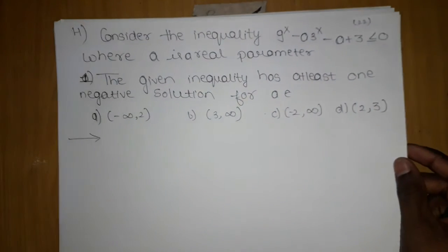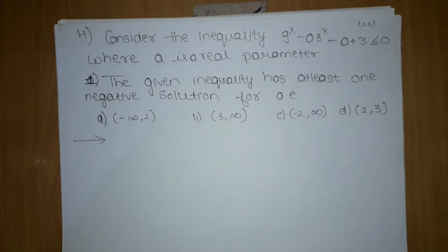This is question number 11. This is the next comprehension, which is as follows. Consider the inequality 9^x minus a times 3^x minus a plus 3 is less than or equal to 0, where a is a real parameter. The given inequality has at least one negative solution.